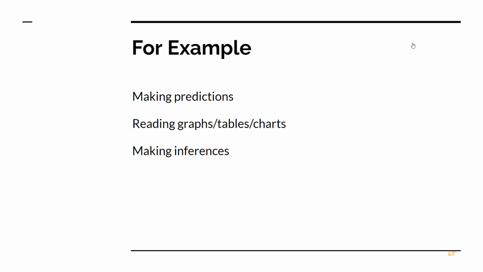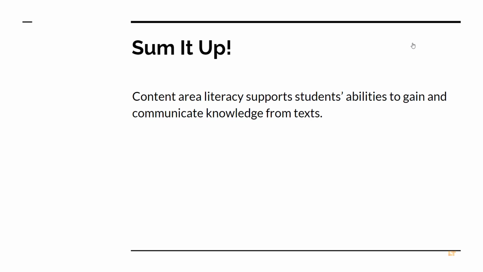It's just understanding this distinction that in the case of content area literacy, we can take these skills and strategies, and they're numerous, and apply them across all the different academic disciplines. So, summing it up here, content area literacy is going to support your students' abilities to gain and communicate knowledge from text. It does require teaching some reading and writing skills and strategies on your part, but once they learn it, ideally they're going to be able to transfer it to a different class, to a different context, to a different academic discipline.